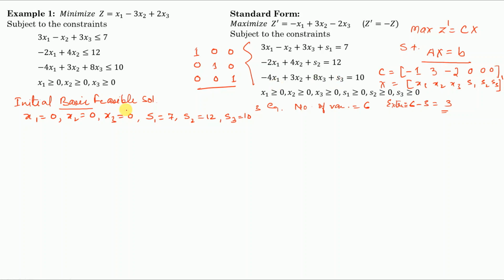Now look at this. This is the solution where x1 equal to 0, x2 equal to 0, x3 equal to 0, and s1, s2, s3 have some values, and the corresponding matrix A with respect to s1, s2, s3 is a unit matrix. If this is a unit matrix, then we will say this solution is a basic solution, and these variables are basic variables, and so x1, x2, x3 are non-basic variables.